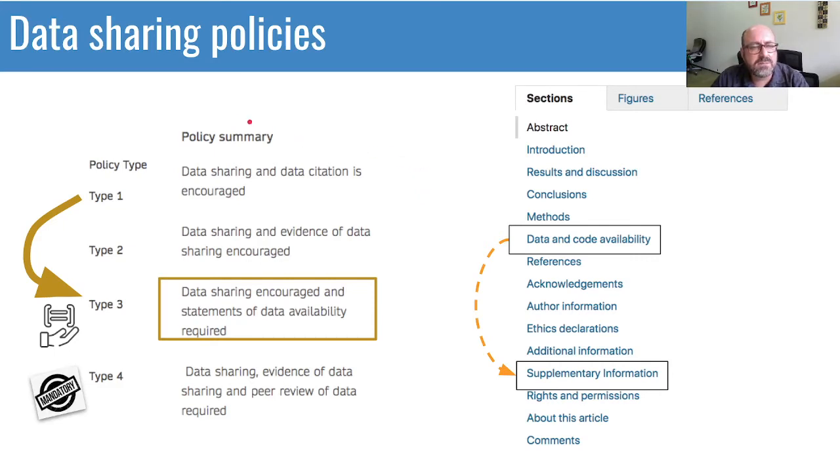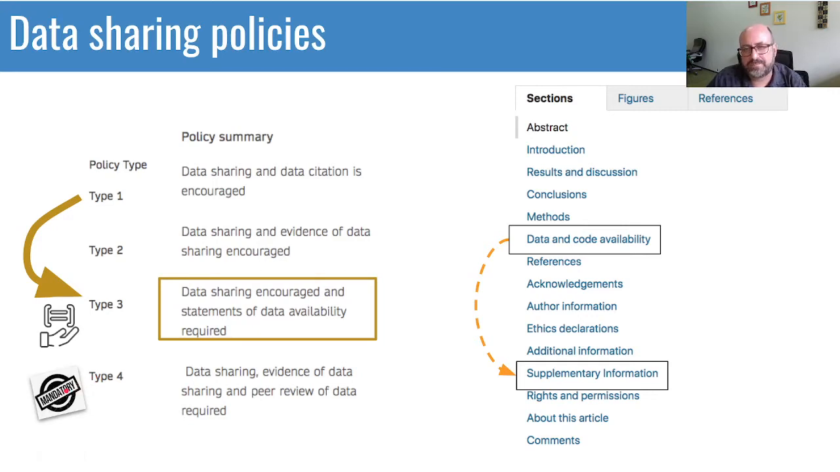If you look at some journals nowadays, they have different policies for data sharing. When you submit a manuscript to a journal, they have different policies. For example, in type 1, data sharing and data citation is encouraged. Type 1 is like nothing. It's not mandatory, they do not require anything. You just submit your manuscript without the need to attach any data to it. Type 4 is the opposite.